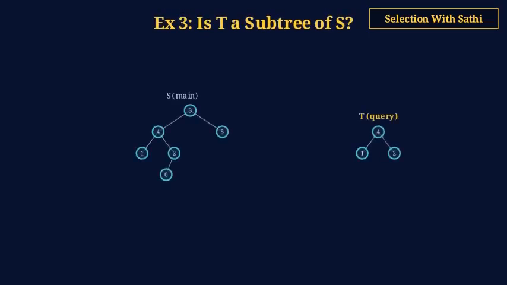Is tree B, equal to 4 with children 1 and 2, a subtree of tree A, equal to 3 with left 4 having children 1 and 2, and right 5? Call is subtree of A rooted at 3 with B. Check is same of 3 and 4. Values differ, 3 not equal to 4. Not the same tree. Try left subtree, is subtree of node 4 with B.